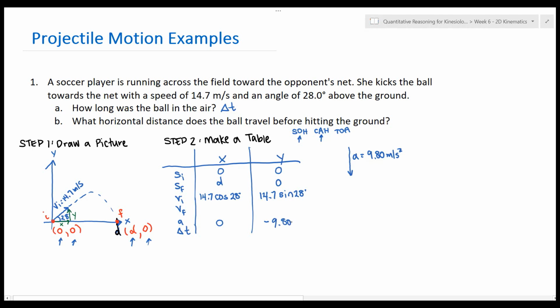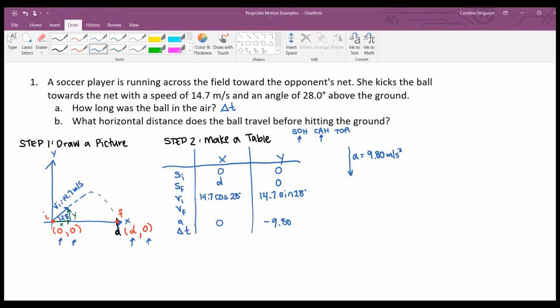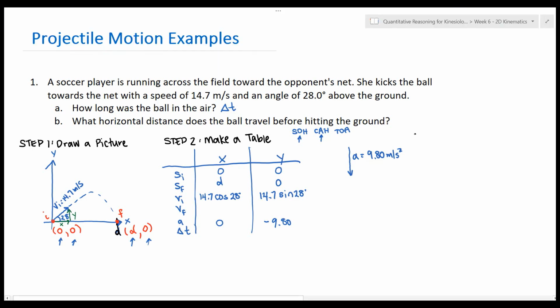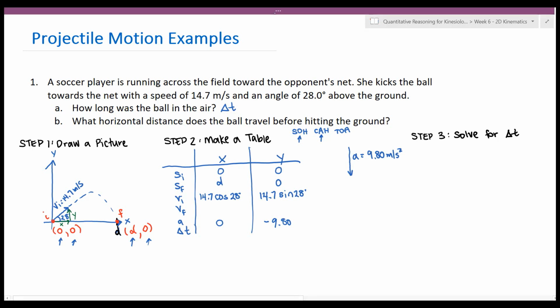Okay. The last value, the last variable here is delta t, time. We don't know that value, and that's what part A is asking us for, is time. Okay, so we've gone through step 1 and step 2. The next step now, step 3, is to choose the column that has the most information and solve for time. So I'm going to just write solve for delta t.